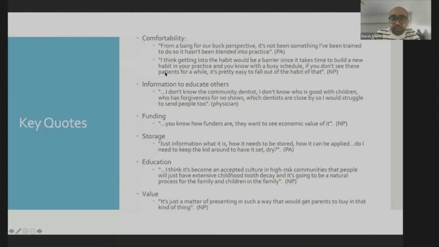In terms of comfortability, one big quote that I had was, from a bang for a buck perspective, it's not something I've been trained to do, so it's not easily implemented into practice. So again, it's something that needs to be repetitive and something that needs to be valued from both the provider and from the patients, as well as getting comfortable with conducting this.